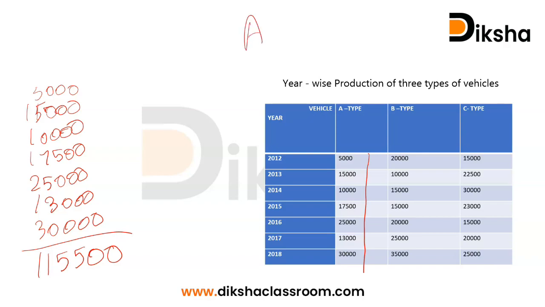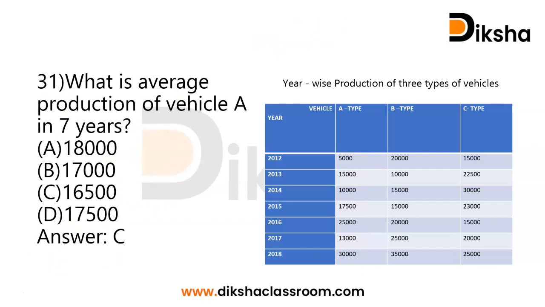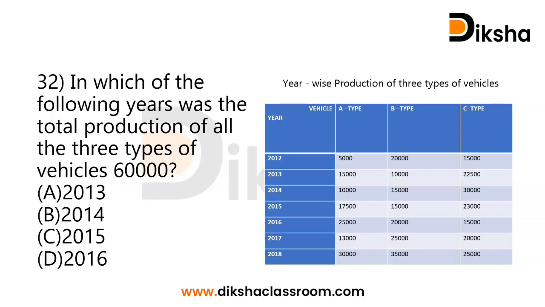We have average equal to total value by number of observations, which means 1,15,500 by 7. You will get the answer as 16,500. It's a direct application of average. So you have the answer 16,500. Option C is the correct answer. That's all about question number 31. Moving to the next question, question number 32.